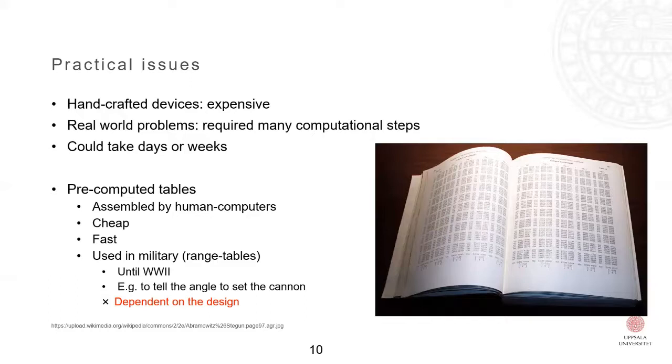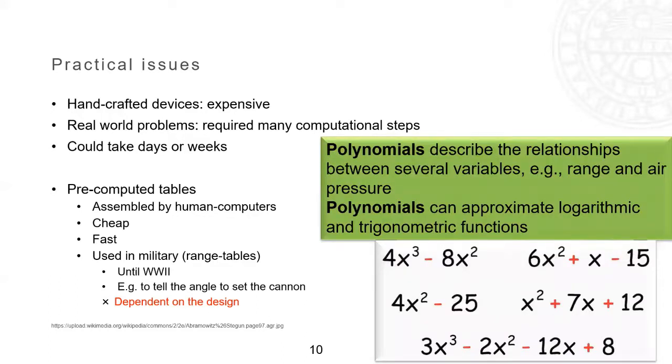Before we see what steps were taken to solve this problem, I want to introduce polynomials. Many of the problems that we have in our real life can be modeled as polynomials. Polynomials describe the relationship between several variables, for example, range and air pressure, etc. And they can be used to approximate logarithmic and trigonometric functions. Here you can see some samples of polynomials.